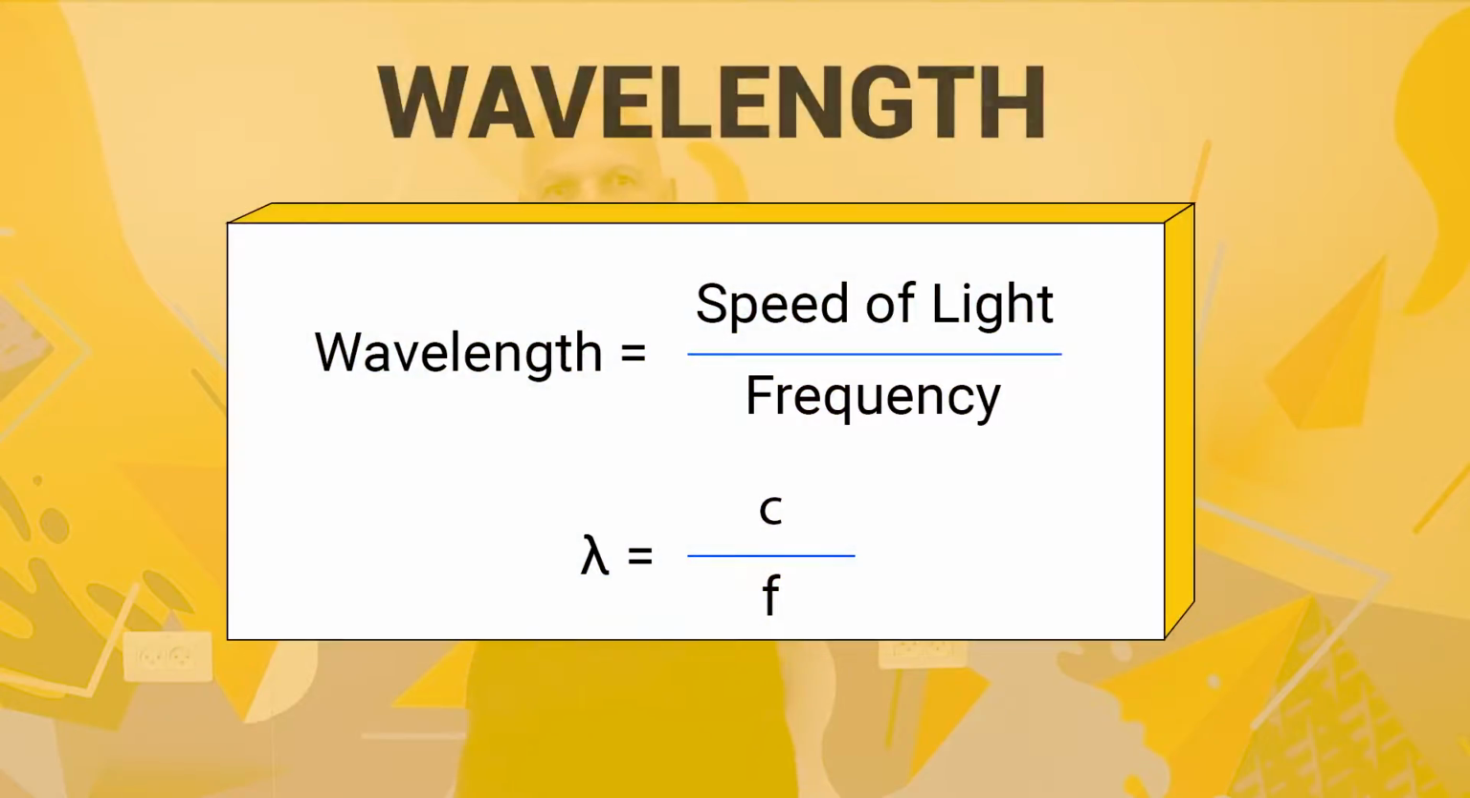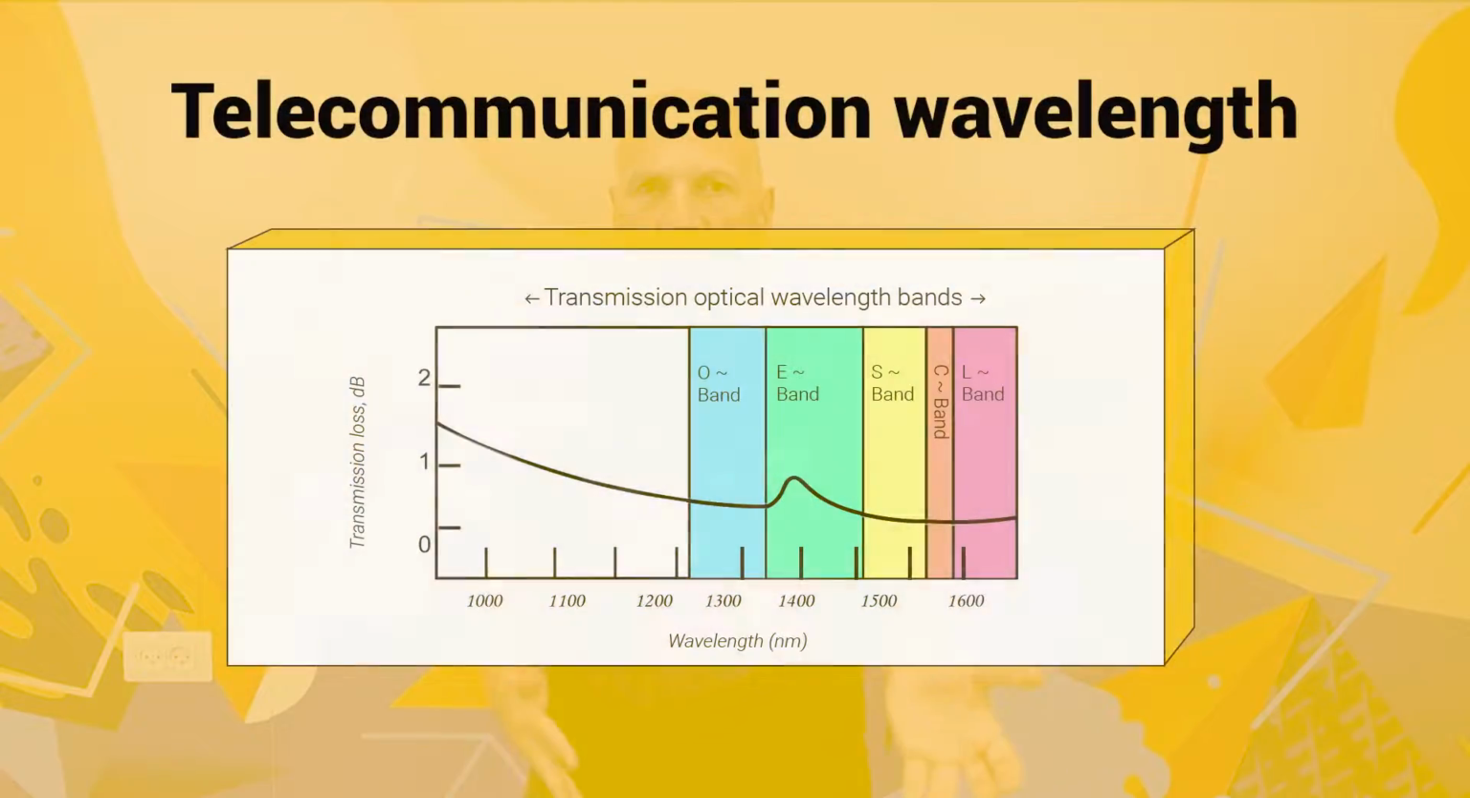wave today, okay? So light is a wave, and as any wave, it has a wavelength, which is basically the speed of light divided by the frequency of the light. And the wavelengths in optical communication run from 800 nanometers to 1600 nanometers. And it's important to know because we need to know for an optical device which wavelength it works on.